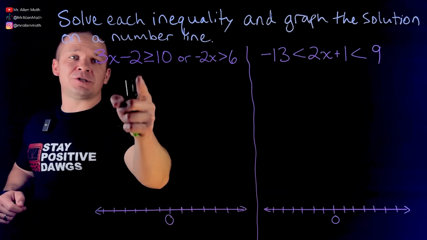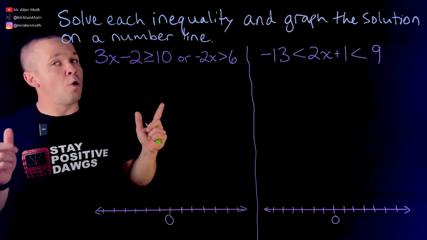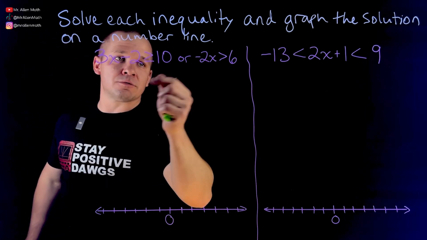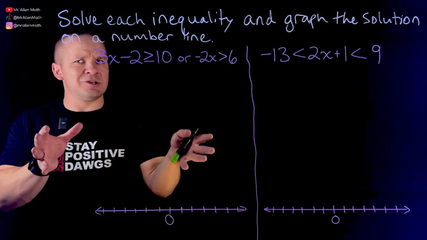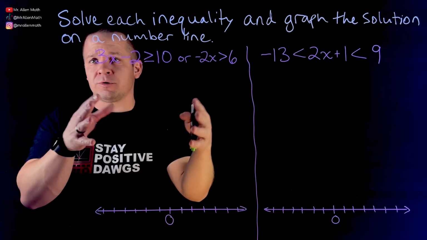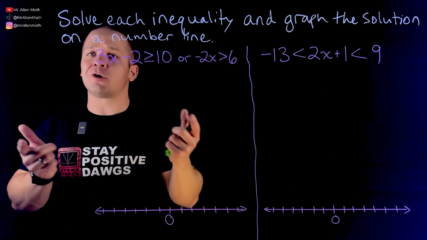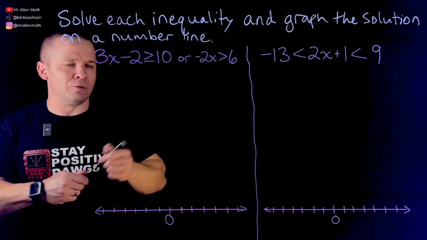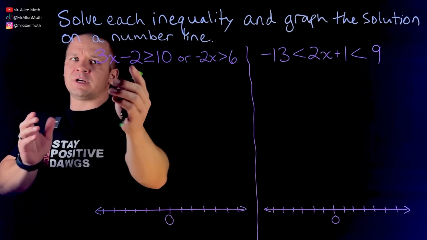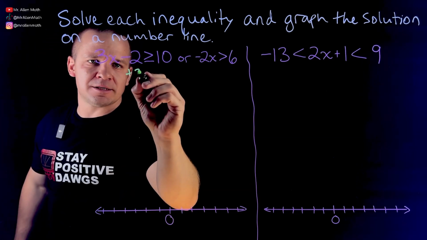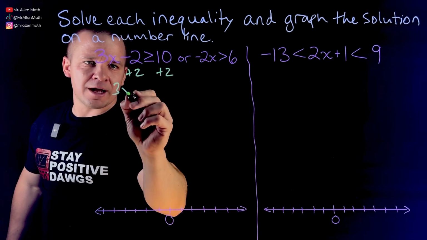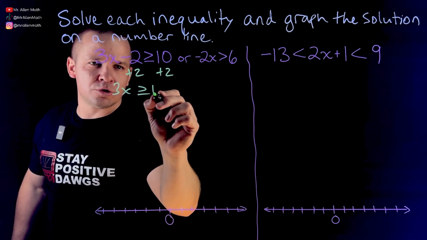I got 3x minus 2 is greater than or equal to 10, or negative 2x is greater than 6. So it's kind of just like having two problems in one here, so we'll solve it just like we normally would an inequality, which is exactly like we'd solve an equation except for a couple different rules. So what am I going to do first here? Let's add 2 to both sides, and I'll get 3x is greater than or equal to 12.